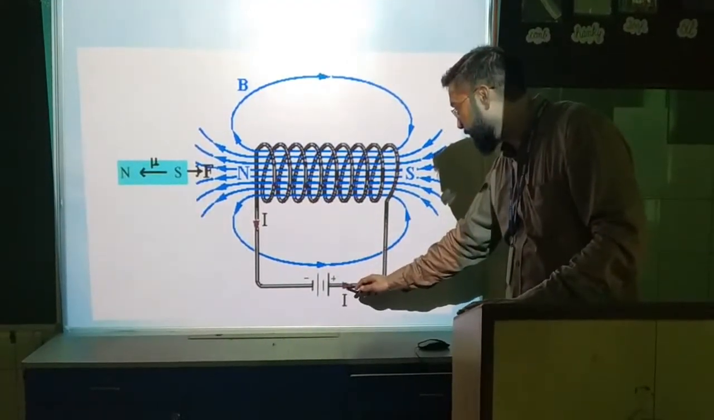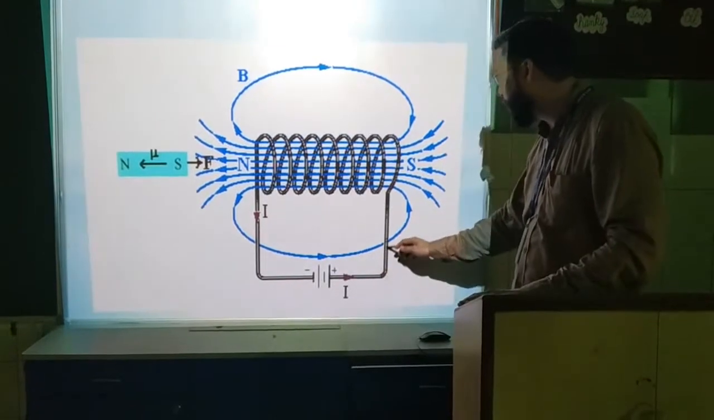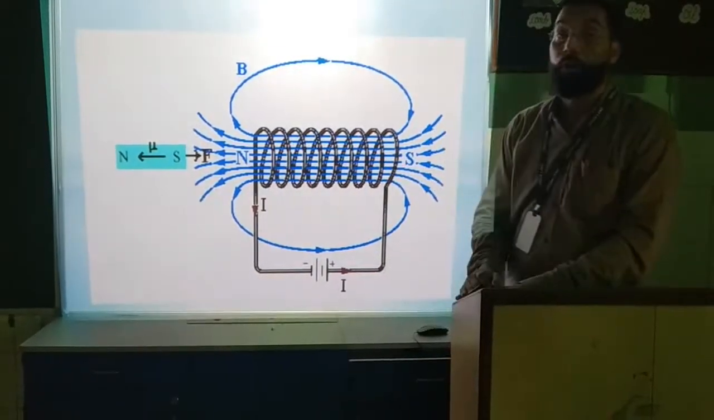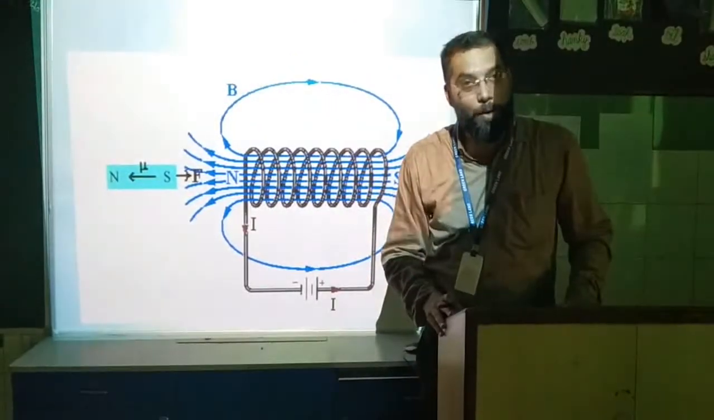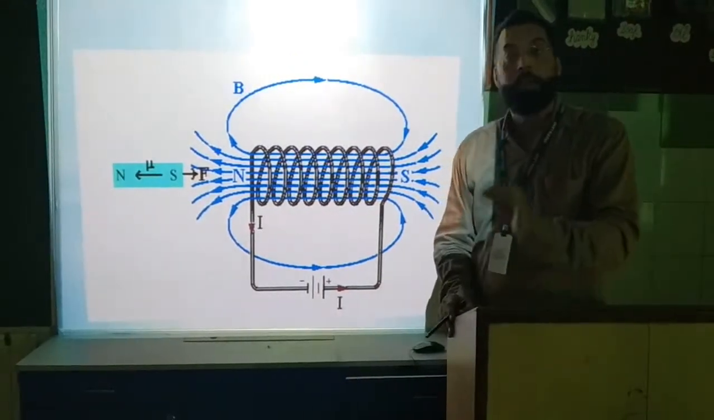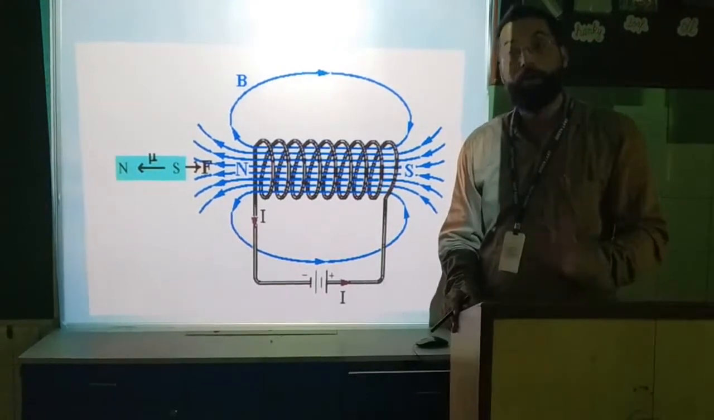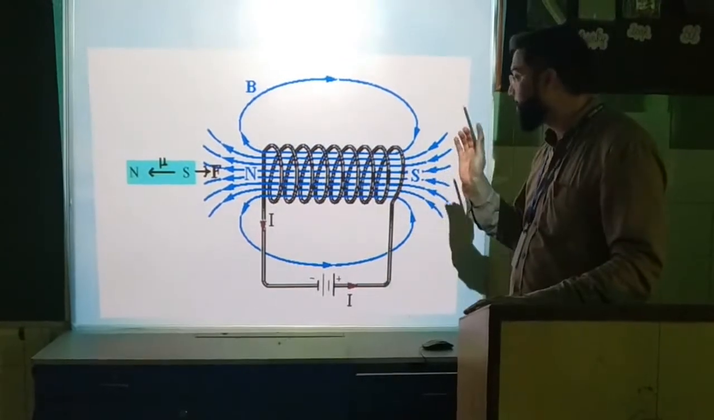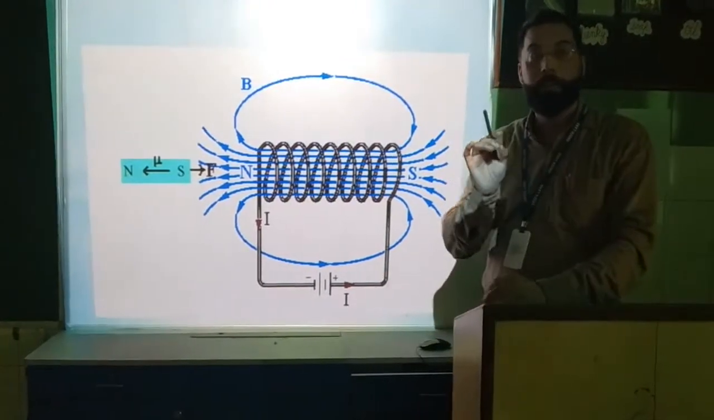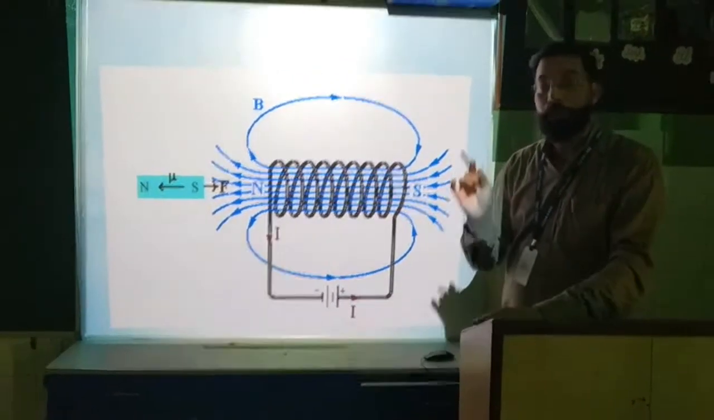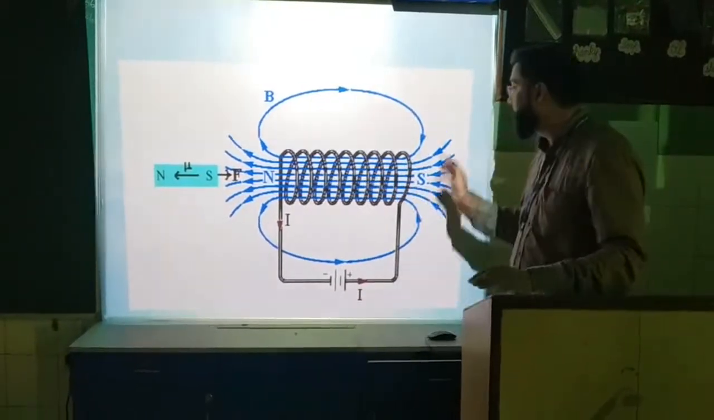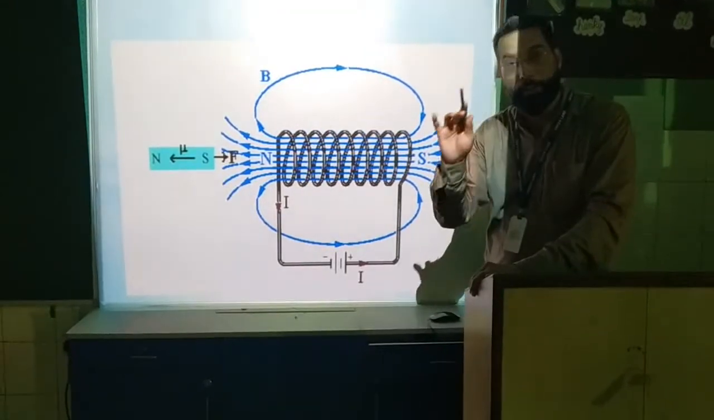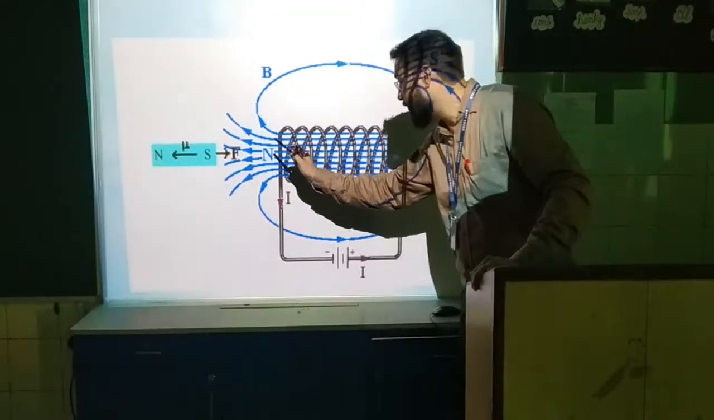This is the positive terminal. The direction of current will be from positive to negative. Now, to find the north and south pole in the case of a solenoid, we use the clock rule. First, what is the clock rule? The clock rule states: looking at the face of the coil, if current flows in a clockwise direction, then that end is the south pole. If current flows in an anti-clockwise direction, then that end is the north pole.